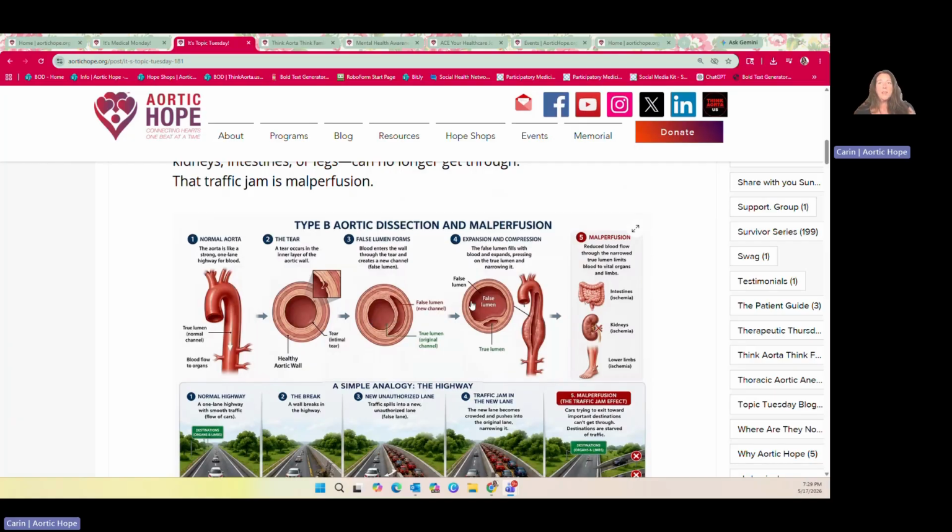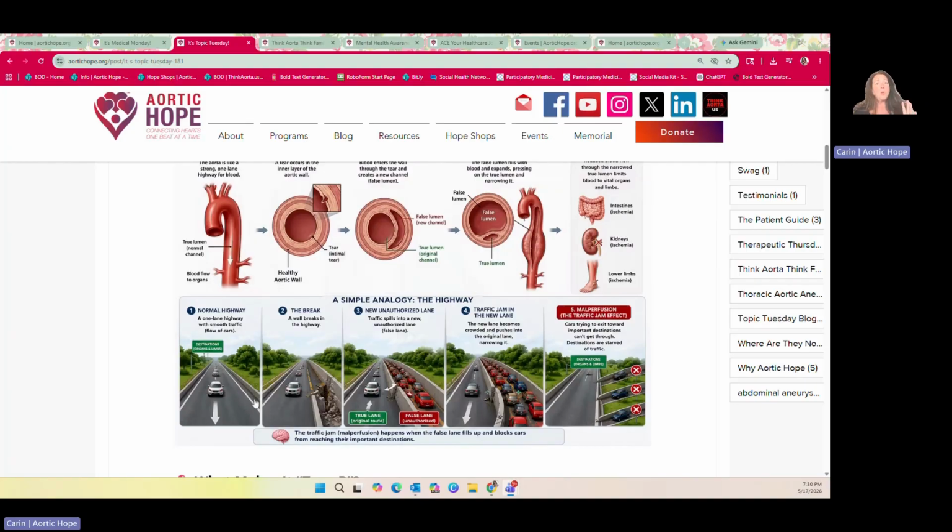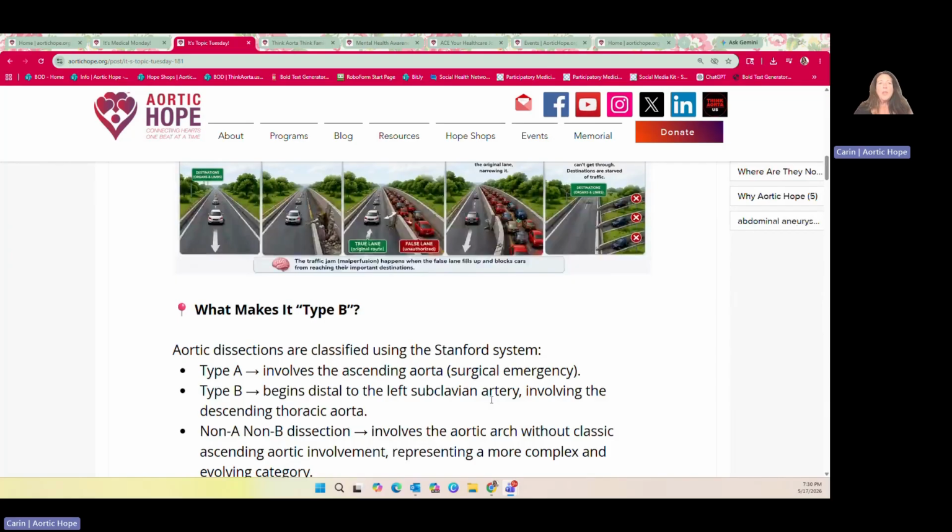So when the false lumen is filling up with a lot of blood, it could compress the true lumen. This is the only space here getting blood flow to your organs. That can be very problematic, right? This is going to be an issue. So again, normal highway, a wall falls down and you've got all these cars jamming up and they start reducing the amount of room that's on the actual highway.